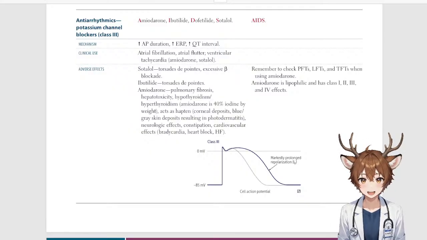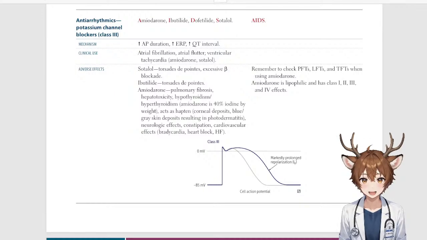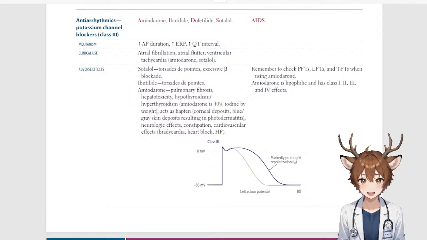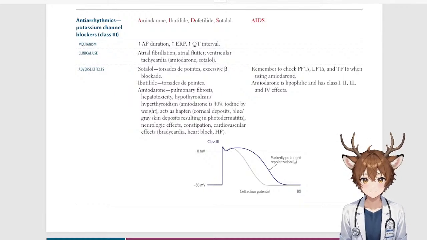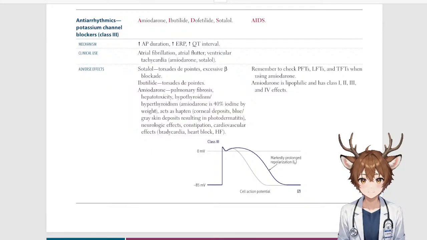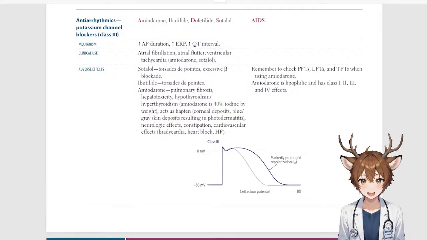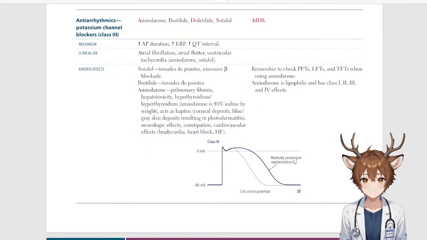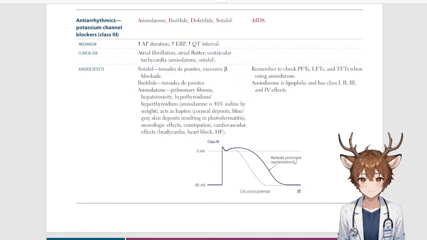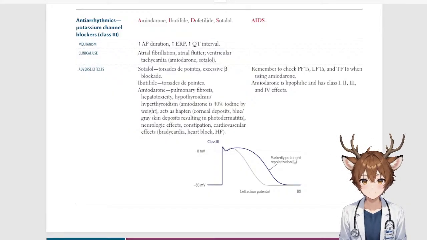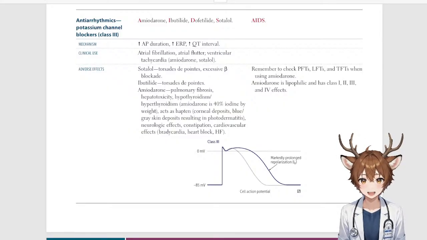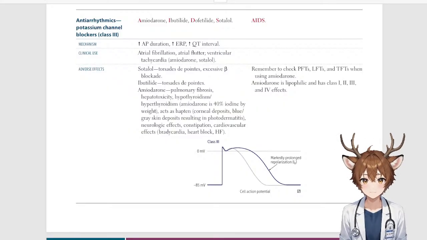Mechanism of class 3. These are potassium channel blockers, by the way. Increase in AP duration, increase in the ERP, which again, what was that again? Effective refractory period, right? Yeah, effective refractory period. So, increase in effective refractory period, increase in AP duration, which is action potential, increase in QT interval. Clinical uses: atrial fibrillation, atrial flutter, ventricular tachycardia, amiodarone, sotalol.